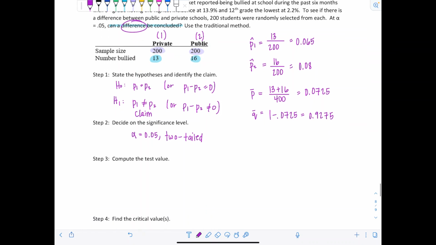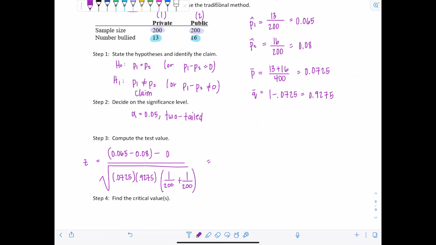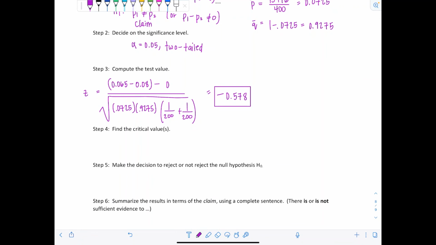Okay, good. So let's compute the test value now. So the formula was P1 hat minus P2 hat. So 0.065 minus 0.08 minus P1 minus P2, which is always 0. That's always going to be the same. Over, and then you have the square root of P bar, 0.0725, Q bar, 0.9275, times 1 over n1 plus 1 over n2. Just throw this all in the calculator and you should end up with negative 0.578. Okay, good. Did you get the right number with your calculator? If not, maybe I need a calculator tutorial class. We can live stream if you join my Patreon.